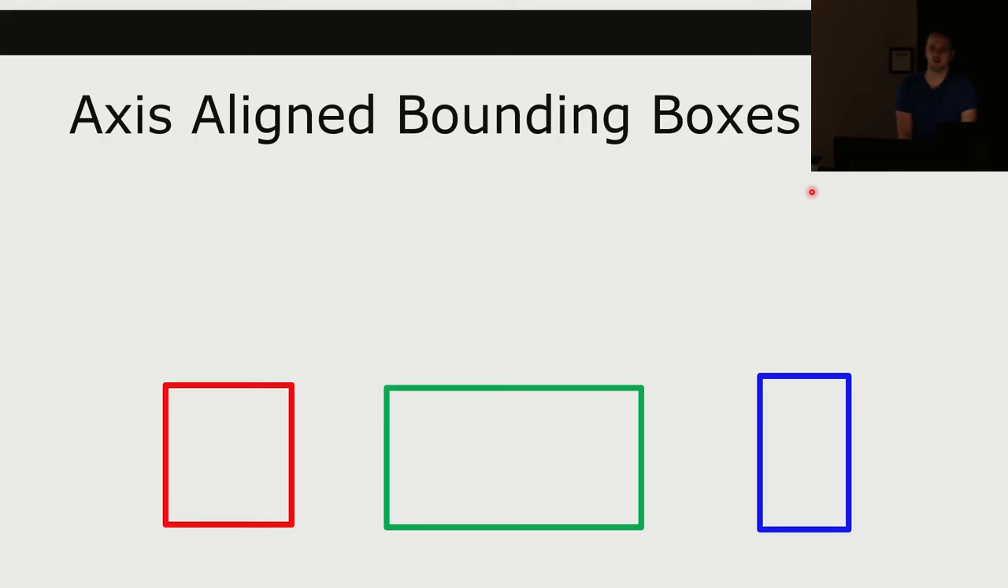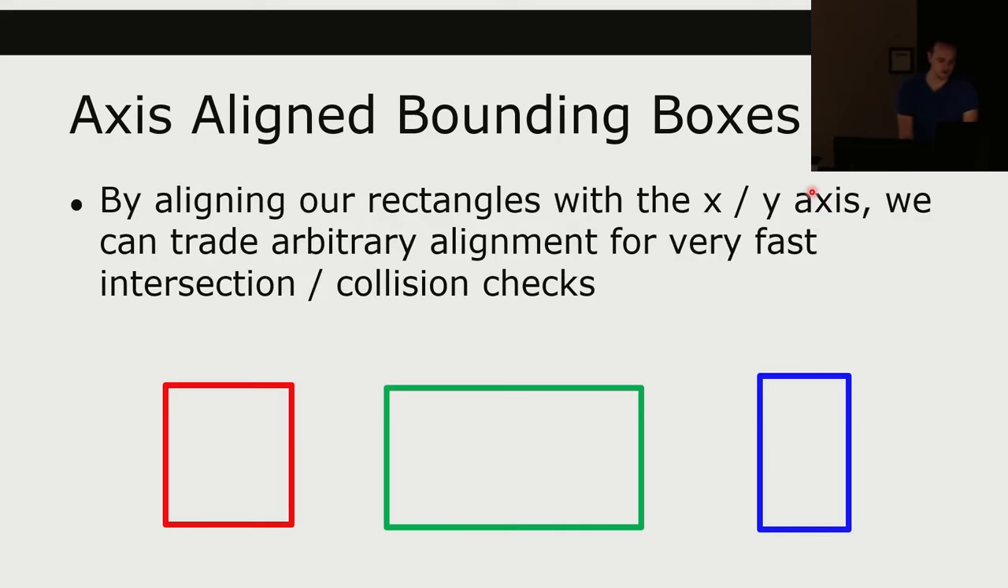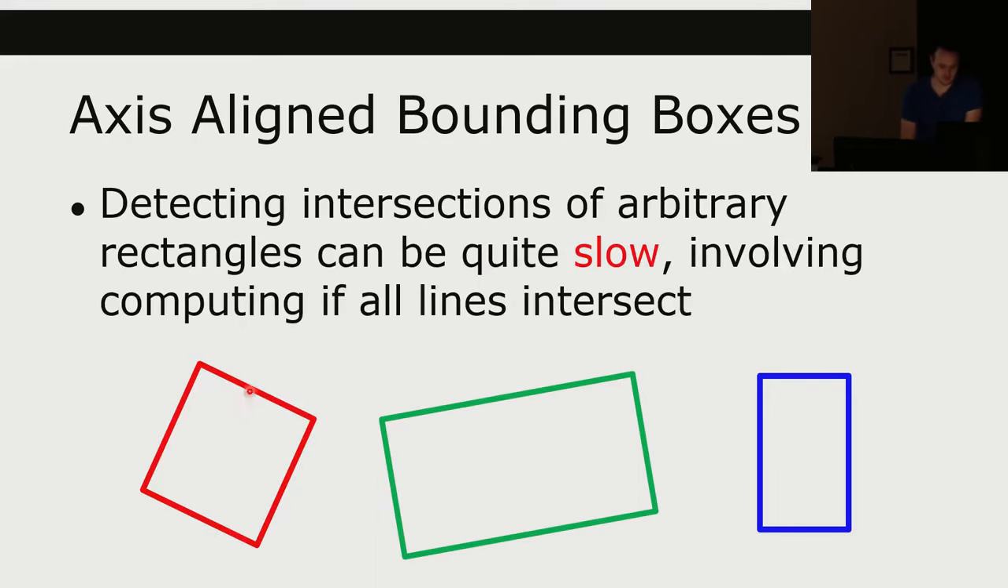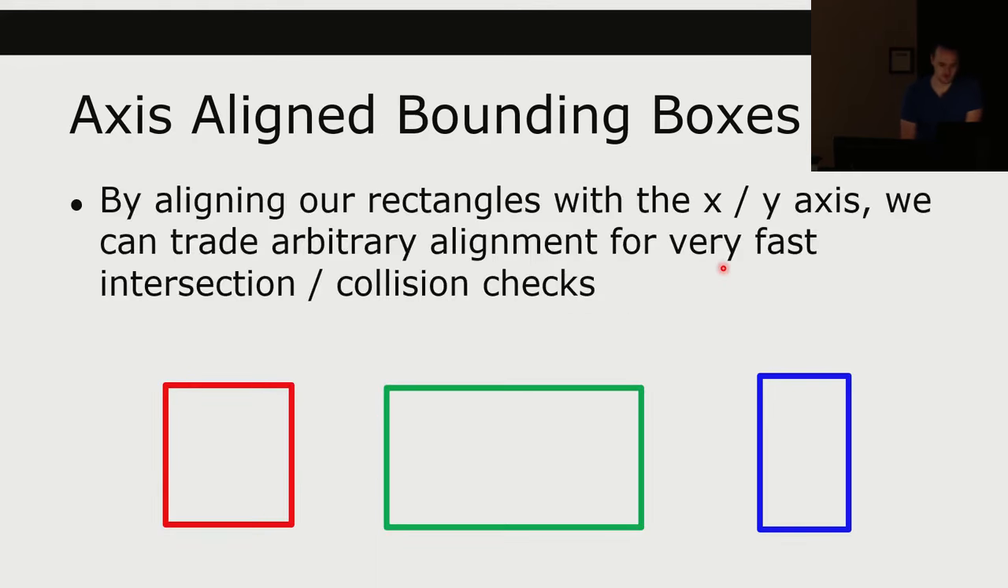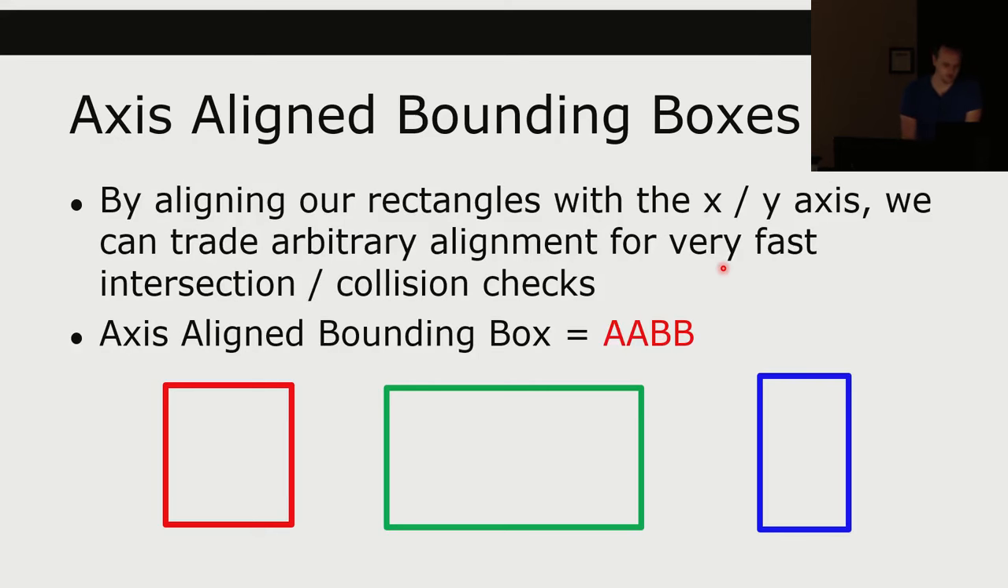So the top and bottom and the sides of the rectangles are going to be parallel or perpendicular, however you look at it, with the axis, the x and y axis. So by aligning our rectangles with the xy axis, we're trading this ability to have arbitrarily rotated things for a much faster intersection and collision detection test, okay? And so axis-aligned bounding boxes, that's AABB. So if you've ever seen that before, now you know what it is.